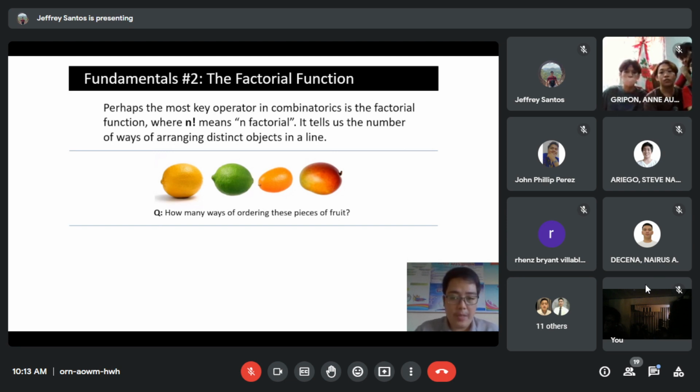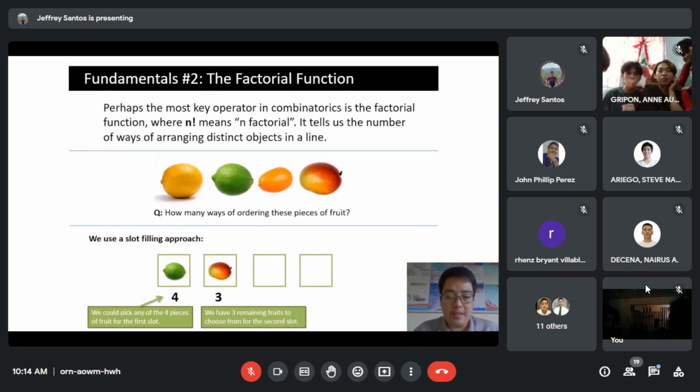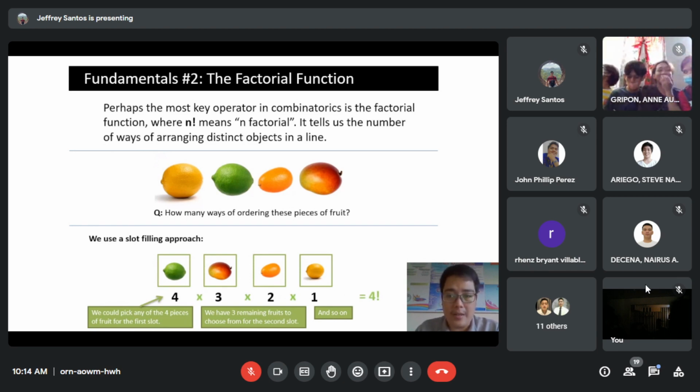Ano? So, for example, how many ways of ordering these pieces of fruit? So, may 4 tayong klase ng prutas dito, di ba? So, we have lemon, lime, orange ba yun? And mango siguro itong last. Okay, so in this case, what we are going to do is we are going to still use the slot filling approach. So, sa unang pili, di ba? There are 4 possible options. We could pick any of the 4 pieces of fruit for the first slot. Doon sa second slot, we have the remaining 3 fruits to choose from. And for our third slot, 2 choices na lang. And yung last slot, edi 1 na lang. So in this case, we simply determine this as 4 times 3 times 2 times 1. So therefore, there are 24 ways of ordering these pieces of fruit based on the given example.